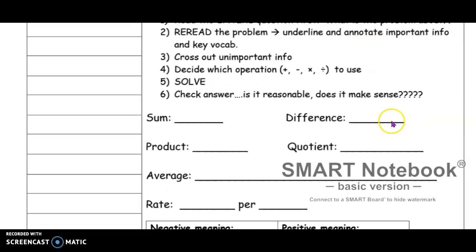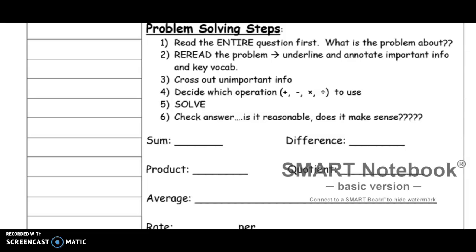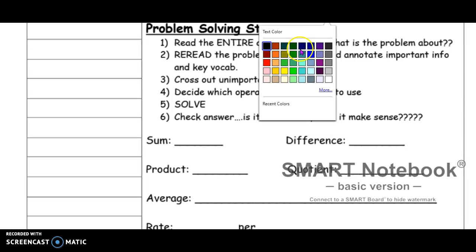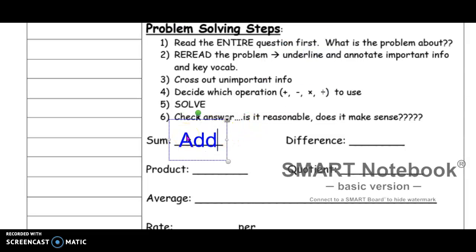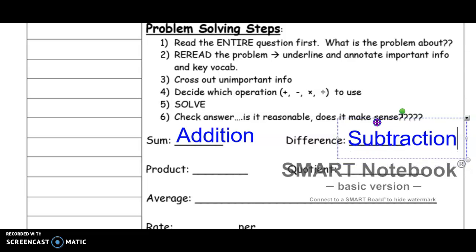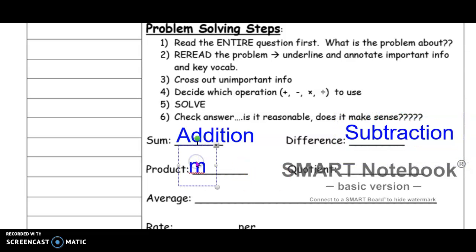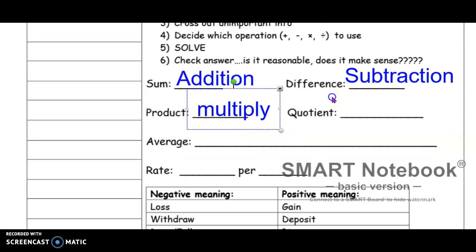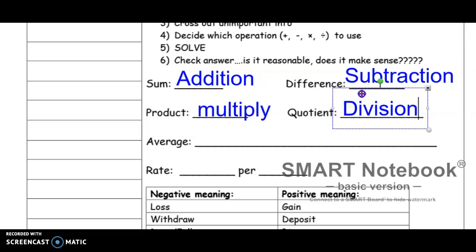So when we look at the sum, we're going to be talking about addition. So actually, I'll type it in. There we go. So sum is addition. Difference is subtraction. Product means to multiply. And quotient means the answer to a division question.